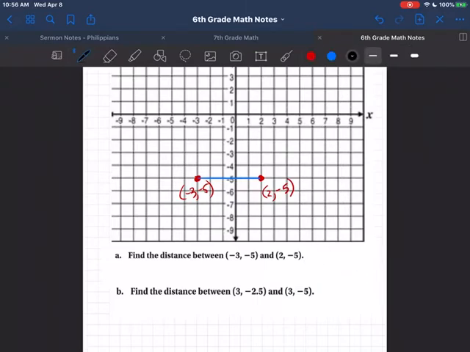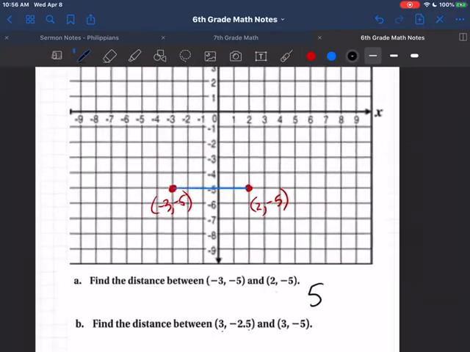For me in 6th grade, here's what I would do. I would draw the lines and then I would count, because counting is easy. I start here, I go 1, 2, 3, 4, 5. The distance is 5. If you're going to take the time to draw it, you might as well use it, because that makes it really easy. You just count the numbers. If they were harder numbers, which they won't be for 6th grade, so we're good.